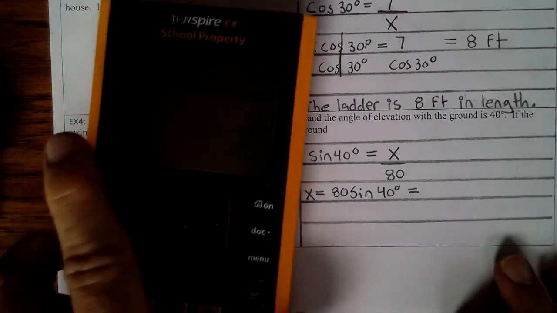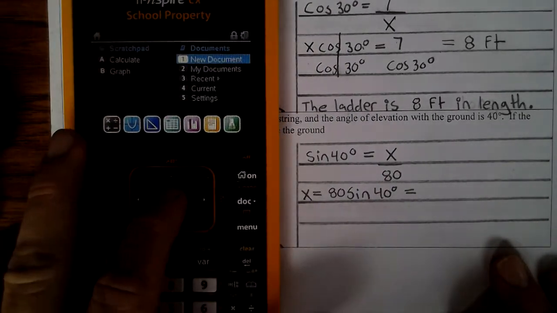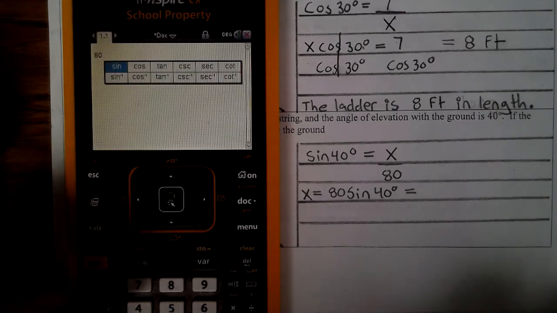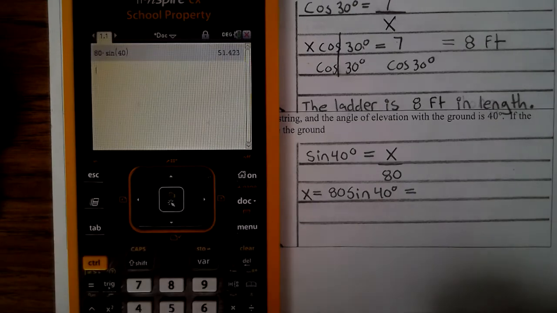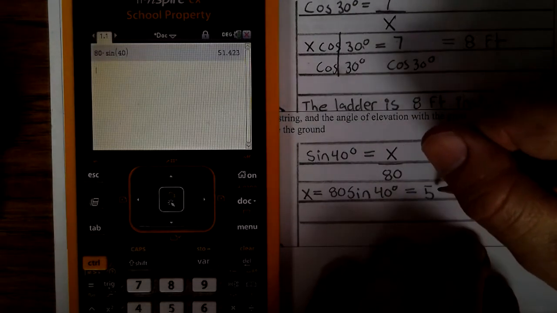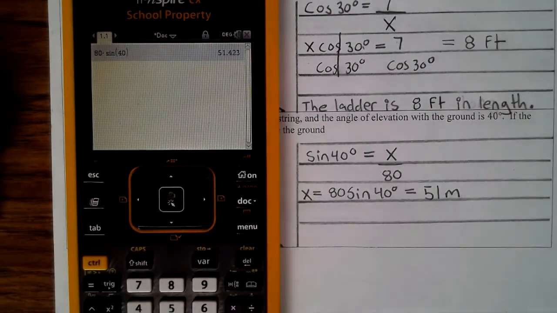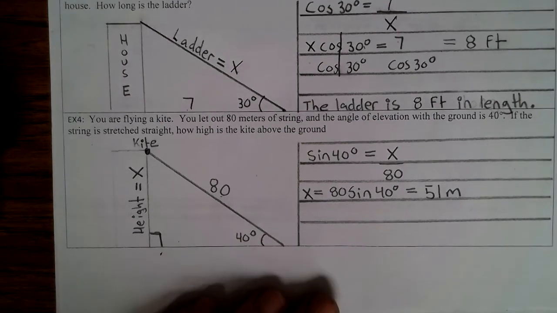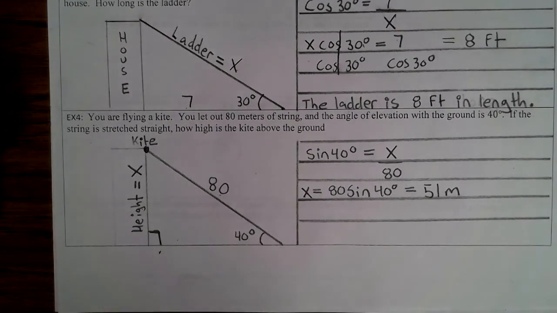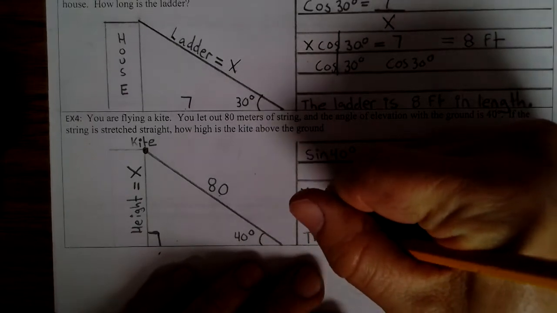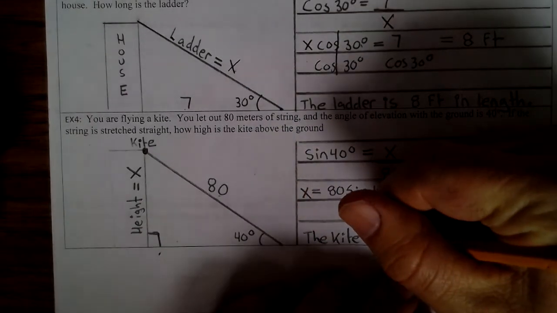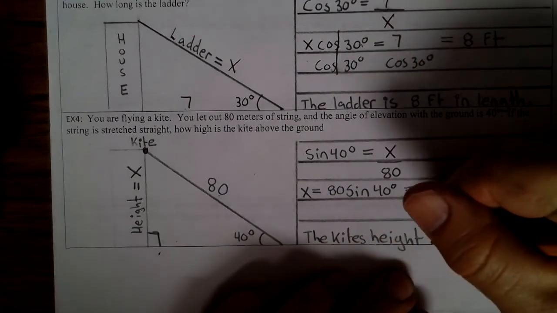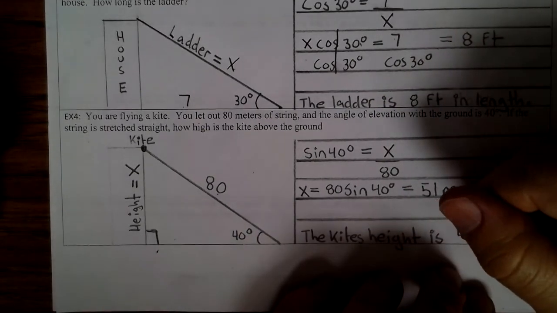Which we're now going to put in the calculator. So on, new document, no, add calculator. So 80 trig button sine of 40 degrees. So the height would be 51 meters. All right, so the last thing is we're going to write a sentence explaining the solution. So the kite's height is 51 meters.